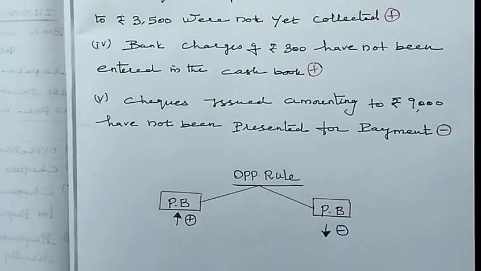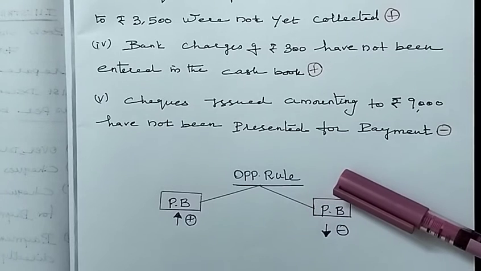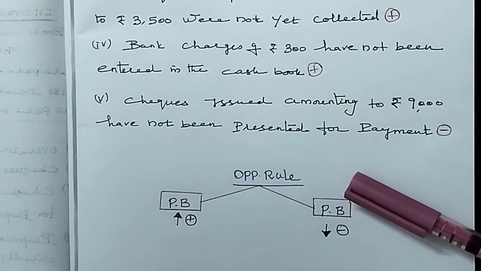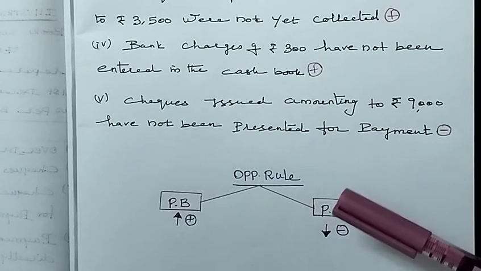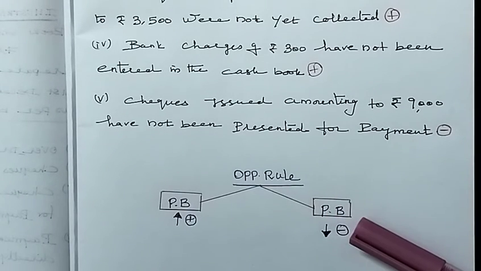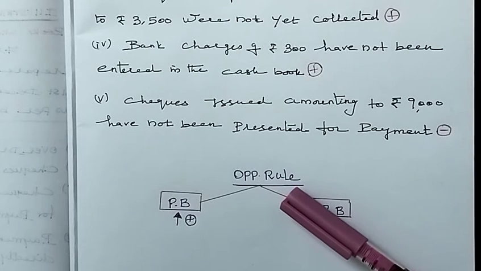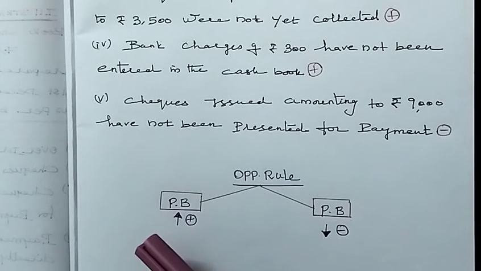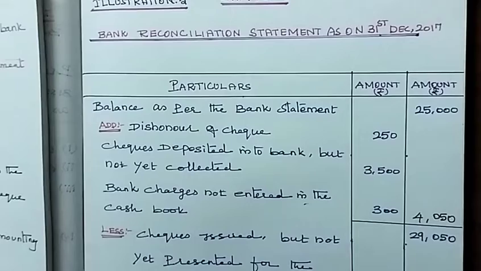Listen carefully. Your check was dishonored. So what about your bank passbook? Your passbook will be decreased. Now we are going to use the opposite rule method. Whatever is to be decreased or subtracted in your passbook, as per the opposite rule, it will be added. It will be increased in your passbook. So as per the opposite rule, we need to add it in the passbook. So this transaction will be added.